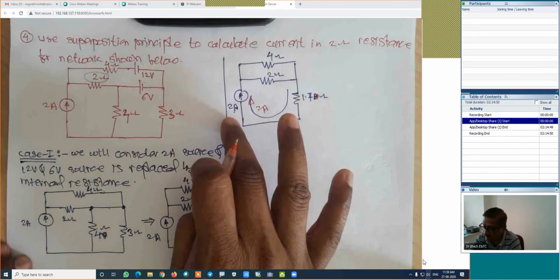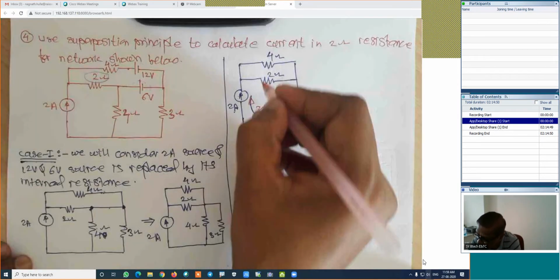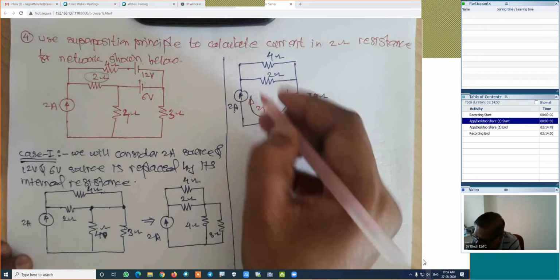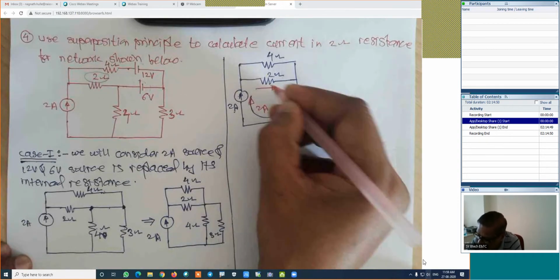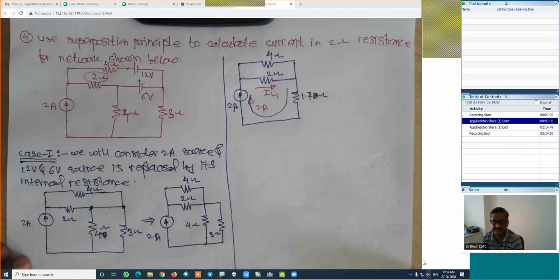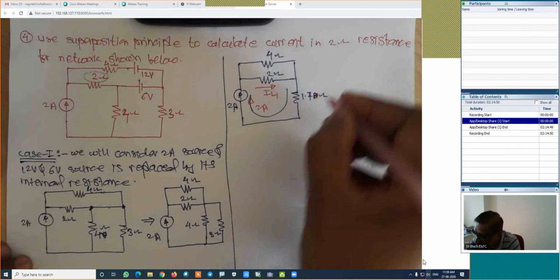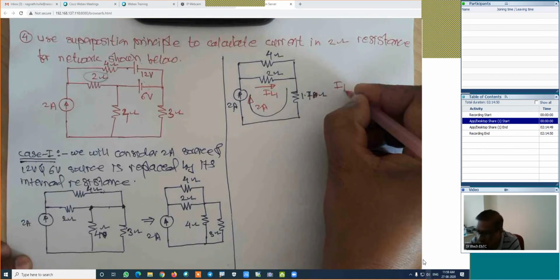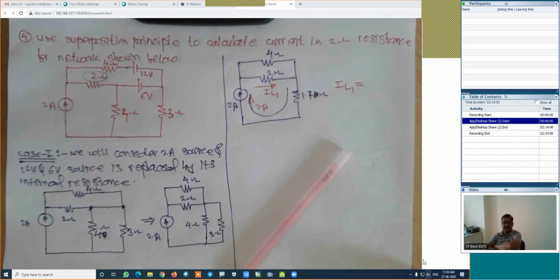Its current will be the 2 amperes. Now here, if we have this 2 ampere and these are the two parallel branches, this is one and this is other, and we are interested in this current which is IL1. Now use the current division rule and directly find out the IL1. Are you getting me?